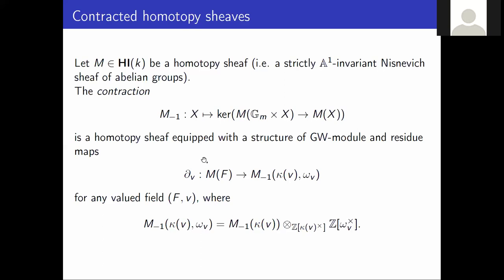So for instance, if you consider M equal to the Milnor-Witt K-theory, you can choose a uniformizing element, so a prime, for the evaluation v. And this defines a residue map, just like for Milnor K-theory, where you can define a residue map like this without the need to twist. But the thing is, the map will depend on the prime that you choose for the evaluation. So that's why we do need to twist our residue in order to have a well-defined map like this.